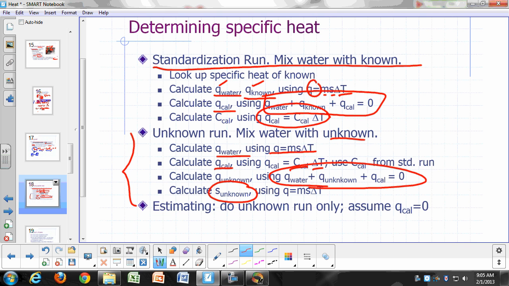Now, a lot of times textbook problems ignore the calorimeter constant. Okay, they will give you a problem to determine the specific heat, and it doesn't give you the calorimeter constant. In those cases, you can just assume that the calorimeter constant is 0.